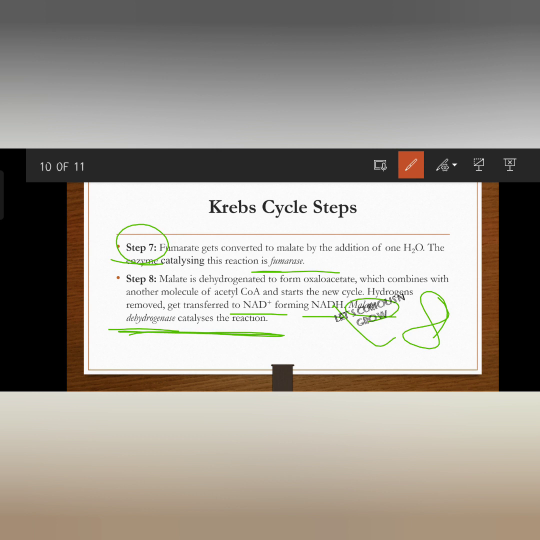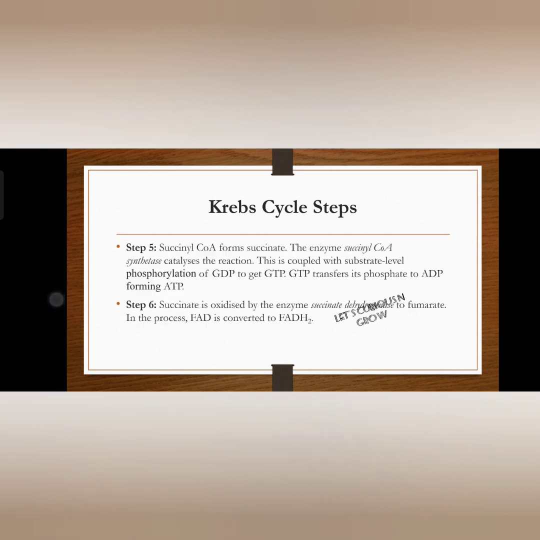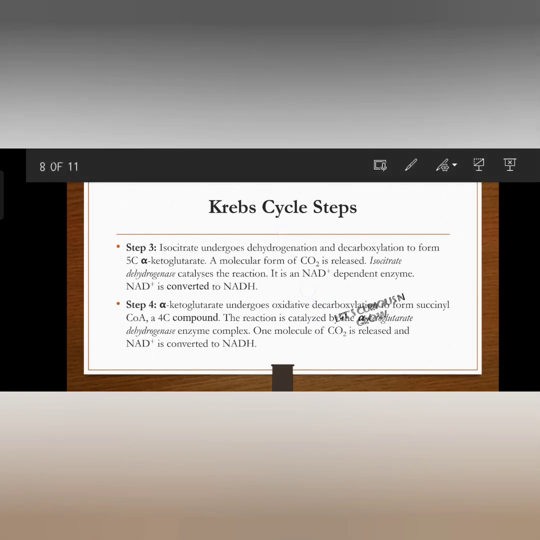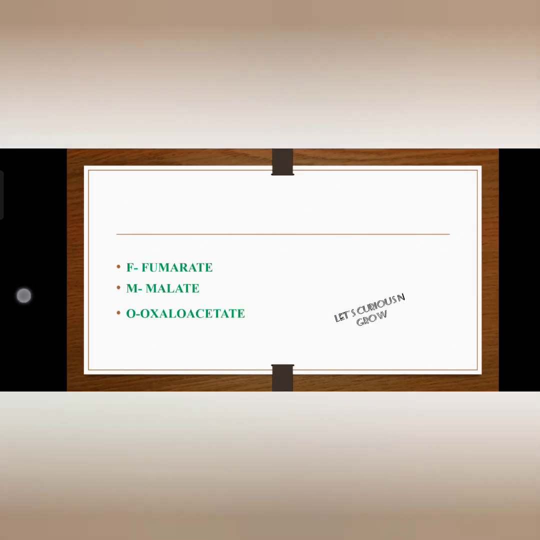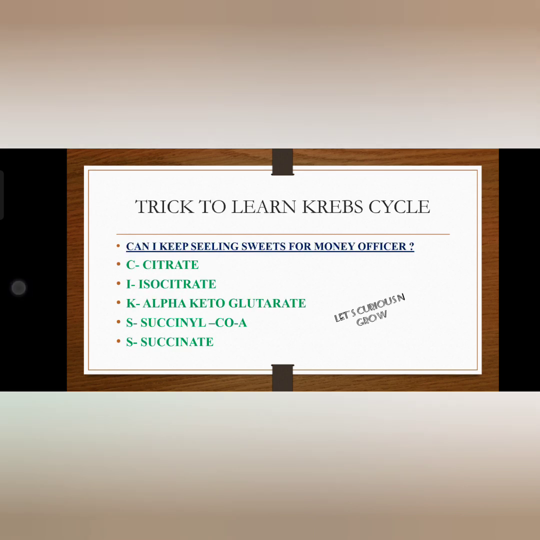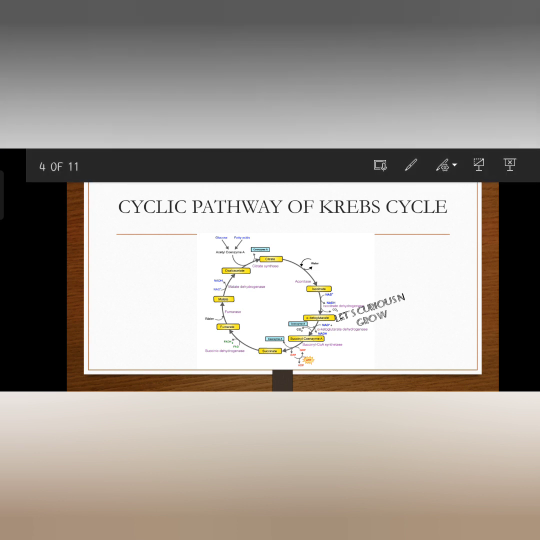Malate dehydrogenase is important in step number 8, and in step number 7, fumarase is important. Here, water is added to fumarate to form malate in the 7th step, and in the 8th step malate dehydrogenase catalyzes the reaction. So you can again see the cycle in the next step. Back we go to the slide.